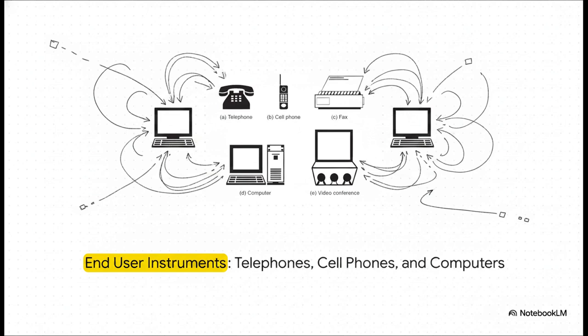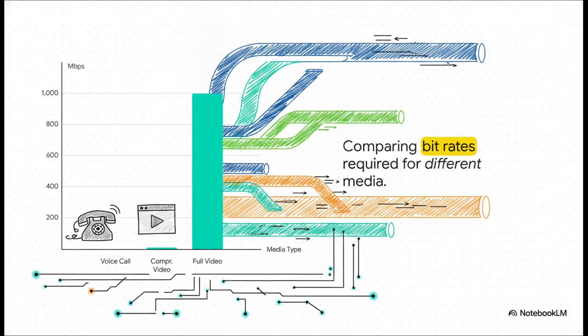But what exactly are they sending? Well, the amount of data totally depends on what you're doing, and the difference in bit rates is staggering. Think of it like different types of traffic requiring different amounts of road space. A standard digitized voice call is actually tiny. It needs just 6,400 bits per second.